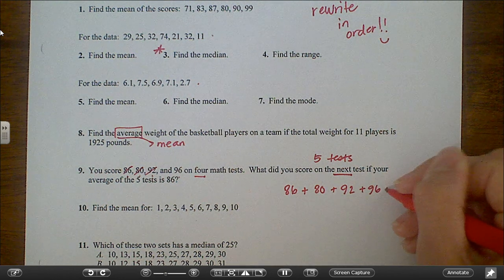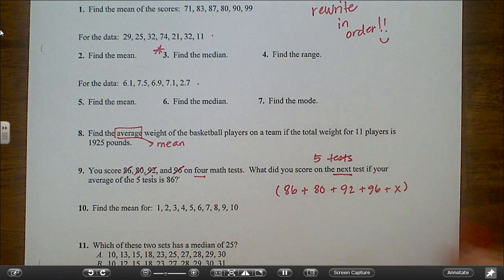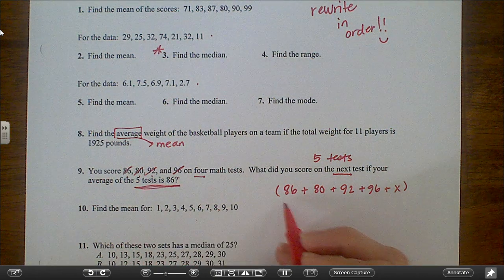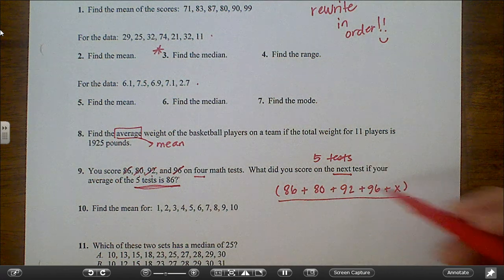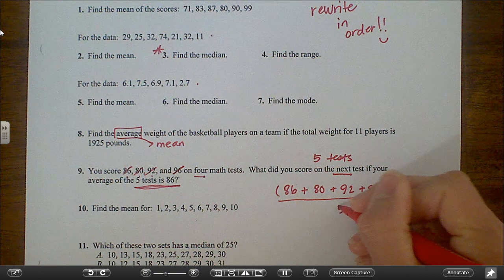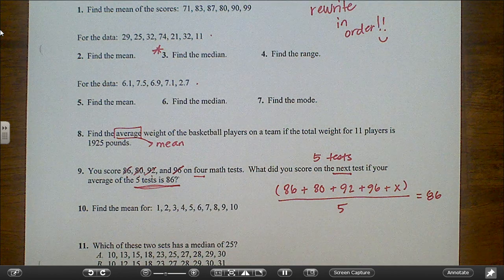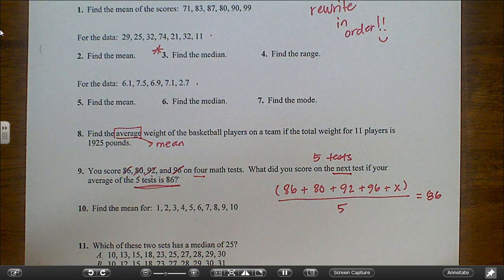Well, test 5, if I don't know something, what do I typically put there? I put X, right? So these are my 5 tests, and my average of the 5 would be 86. So my average of 5 tests, test 1, test 2, test 3, test 4, test 5, added up, divided by 5, has to equal 86. So now just remember, pretty basic equation solving here.